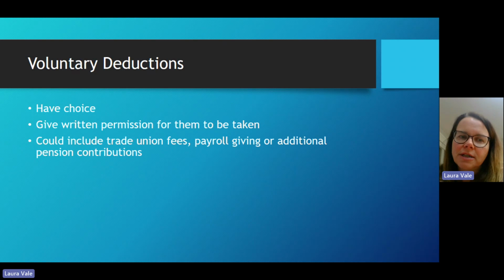So all of those that we just looked at, income tax, national insurance for the employee, student loan deductions and pensions, were all statutory deductions. These differ from voluntary deductions where you have a choice. Your employer would need your written permission for these to be deducted from your gross pay. And this could include things like trade union fees. So that's very topical at the moment.